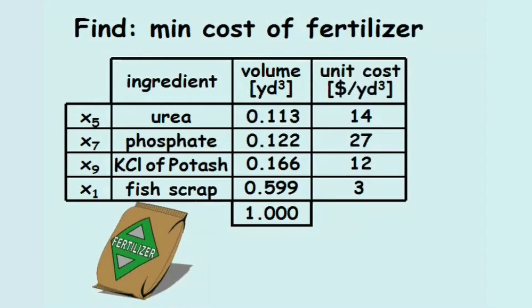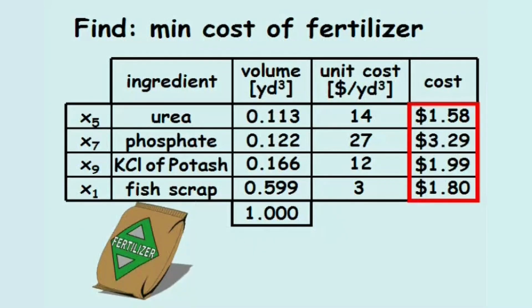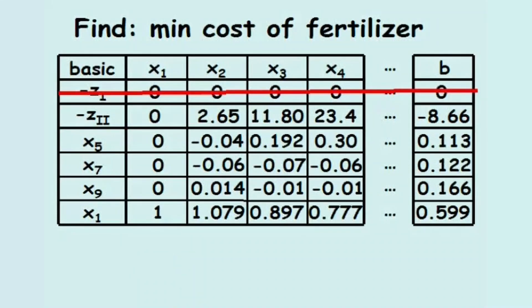If we add in a column for the unit cost of each ingredient, we can calculate the cost for each ingredient in the mix and add those costs together. Our initial mixture costs $8.66 per cubic yard. This is a feasible solution, but it is not optimal. Returning to our tableau, we can remove row Z1 and columns V1 through V4 since phase 1 is complete.